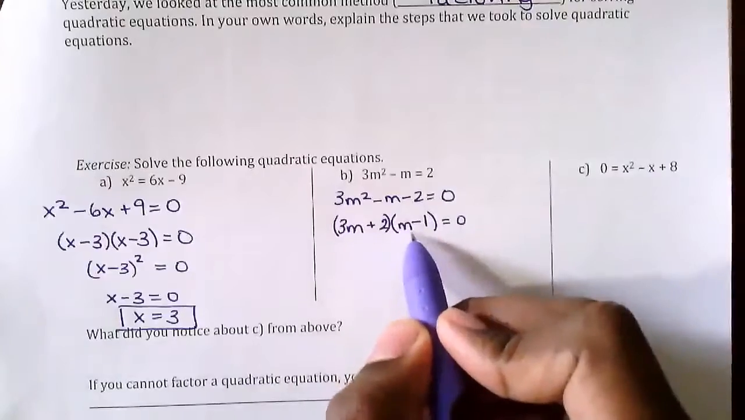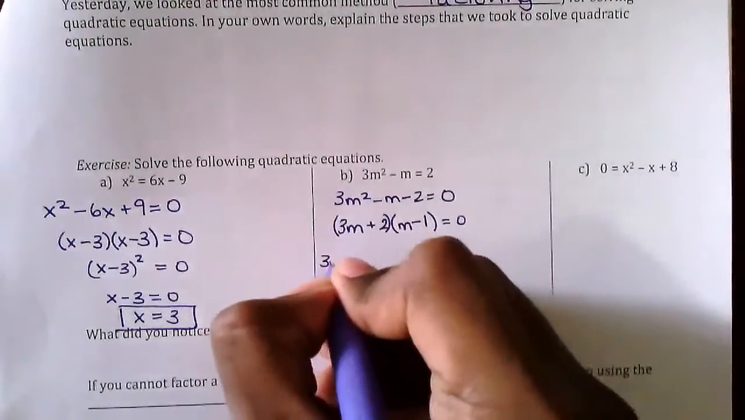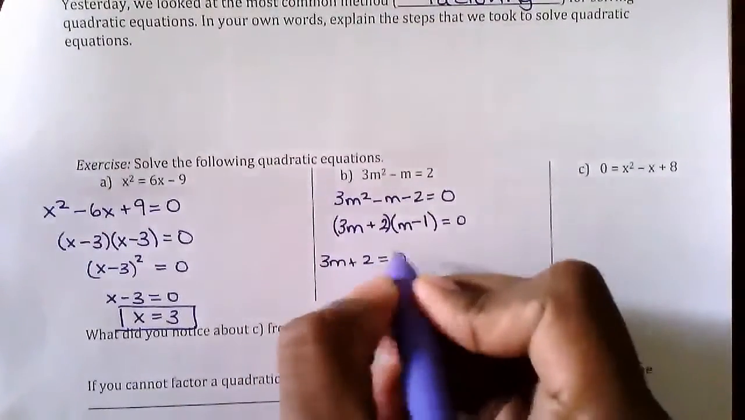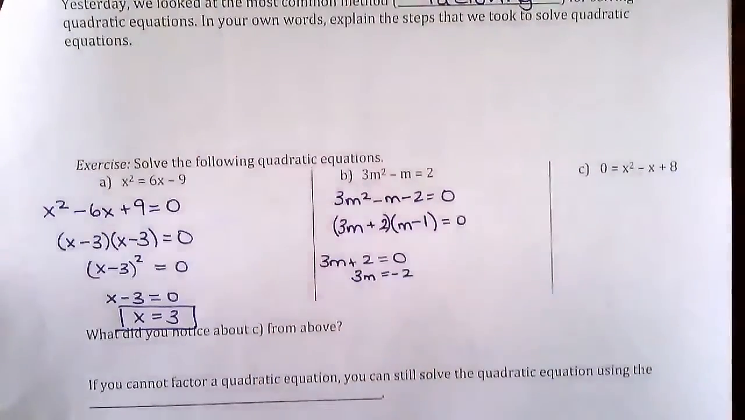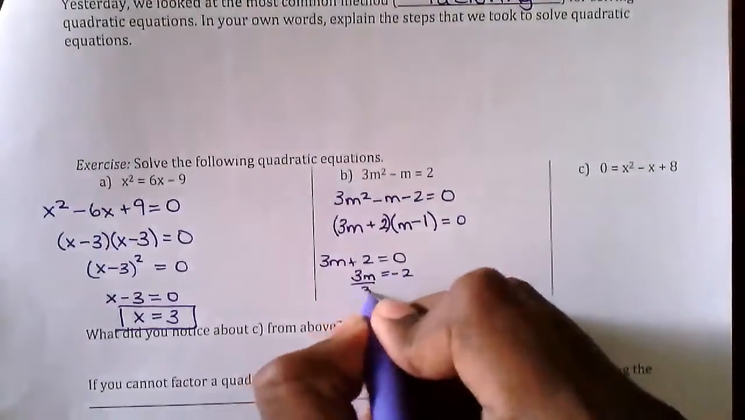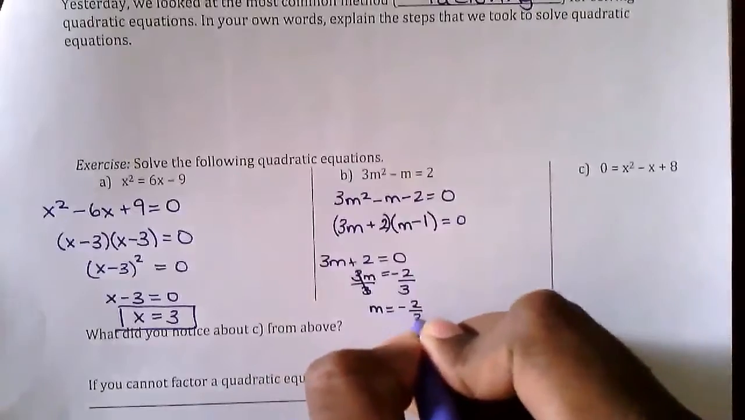Now we have two factors, so set each factor to 0. 3m plus 2 is equal to 0. To isolate, I bring the 2 over first. It becomes a negative 2. And then to isolate for the m, I'm going to divide both sides by 3. So I'm left with m is equal to negative 2 over 3.